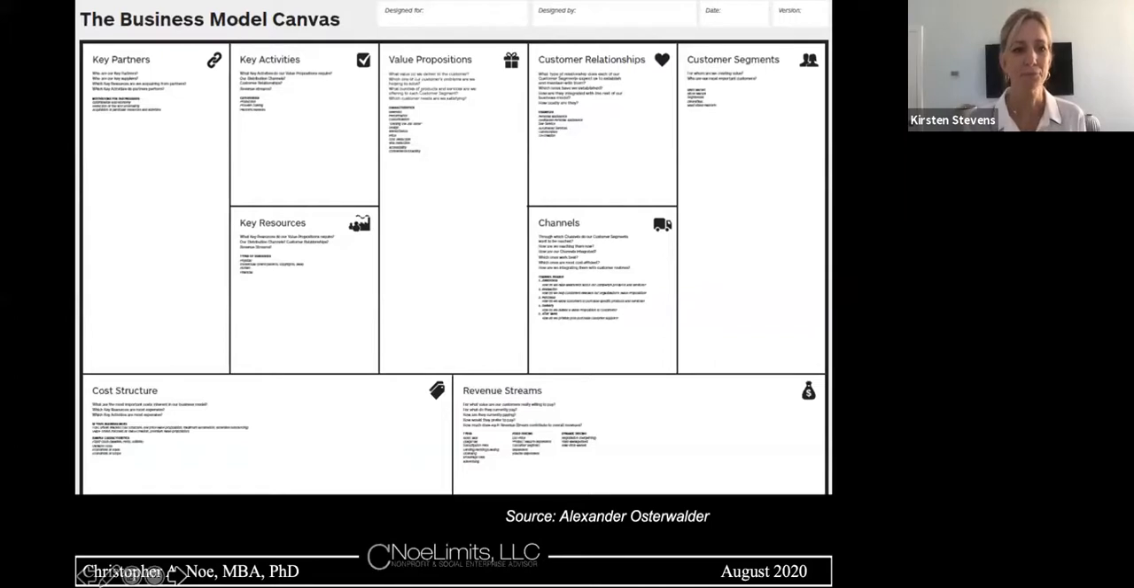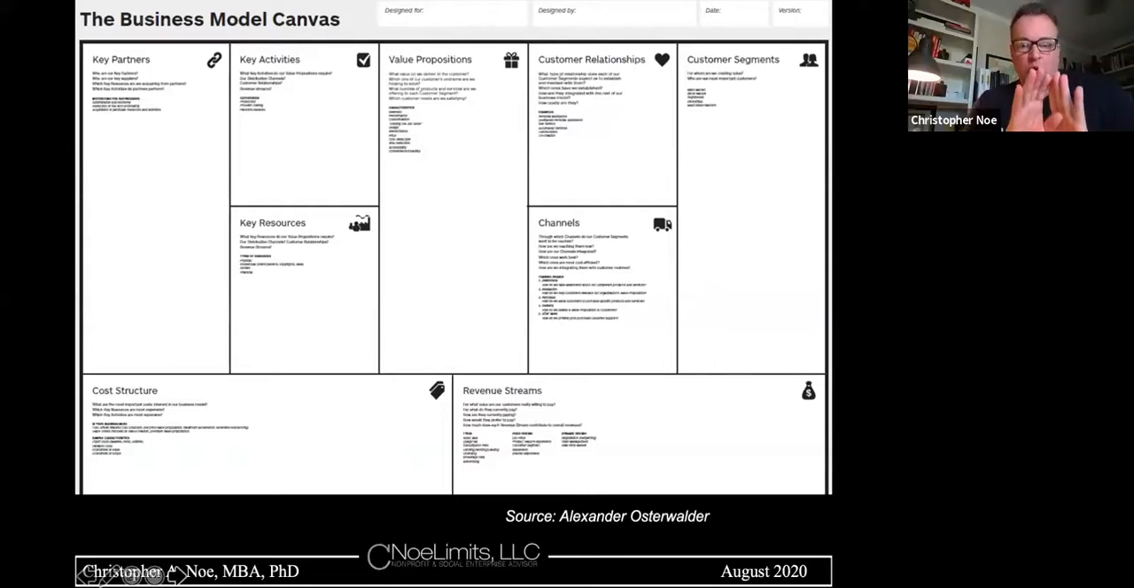So this is before you, a quick, very simple model. It looks convoluted and complicated. It is not. It's extraordinarily simple, but basically the essence of why your nonprofit enterprise exists is in the middle. That's what we call the value proposition.